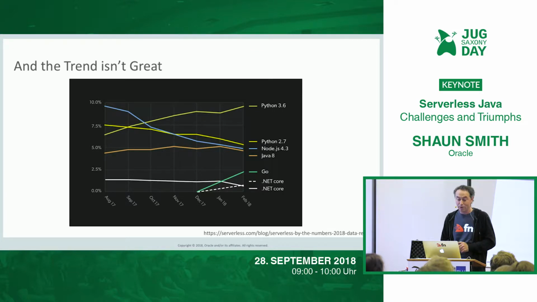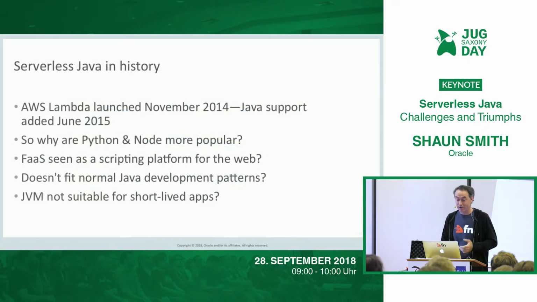If you look over the course of a few months, Python 3 is going up as expected, while 2 goes down, so one replaces the other. Node, surprisingly, is sliding down, but Java's kind of level, right? So Java's not taking off in the serverless space right now, right? So why is that? This is the key question. Why is that happening, and what can we do about it? We're Java people. We want to know. We want it to work.